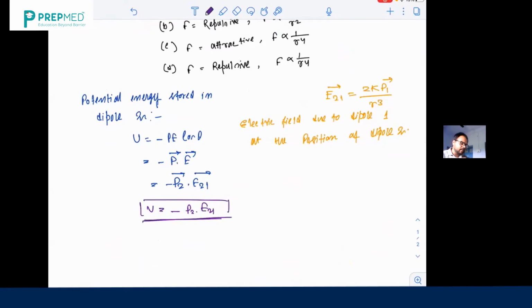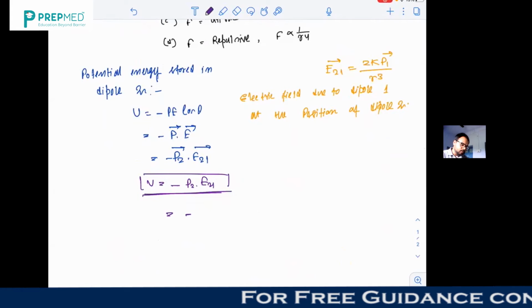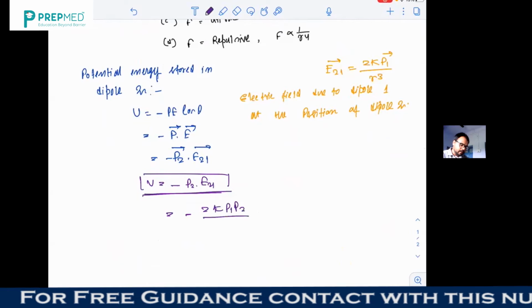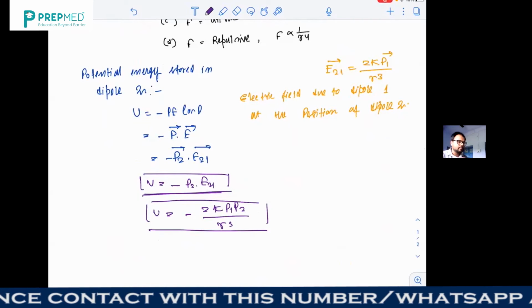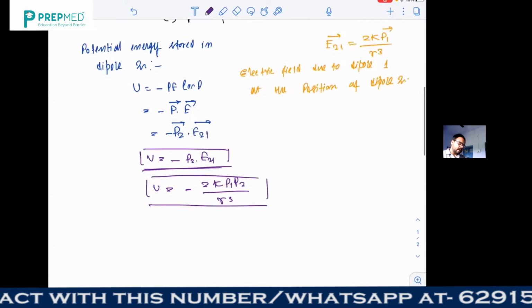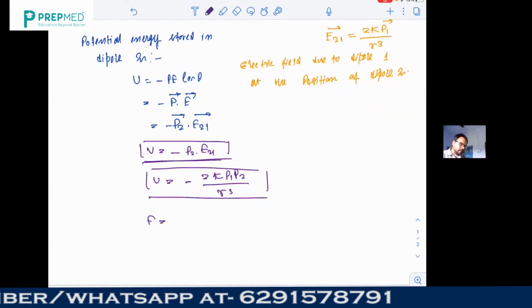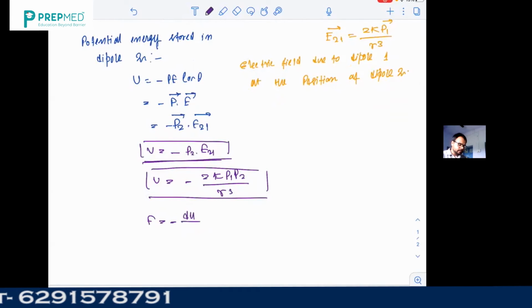Now the moment I get the potential energy, you can put the value of E21 over here. If I put the value of E21, finally I'm getting minus 2k P1 P2 divided by r cubed. So that is the value of the potential energy. From there, I need to calculate the value of the force. How can you find the force? The electrostatic force is a conservative force field, so it is going to be minus dU by dr.